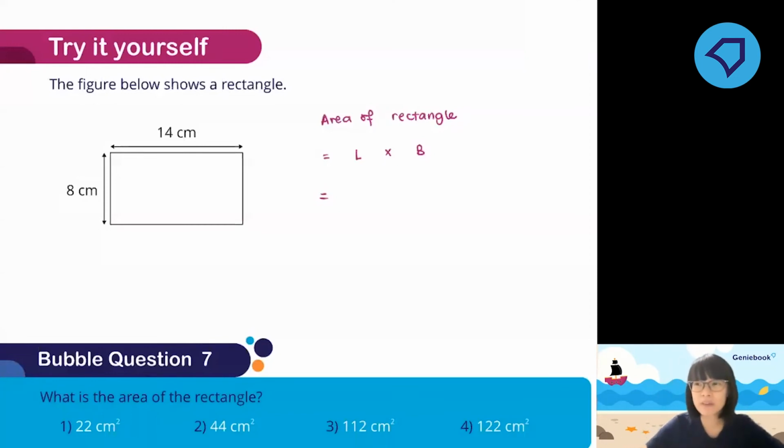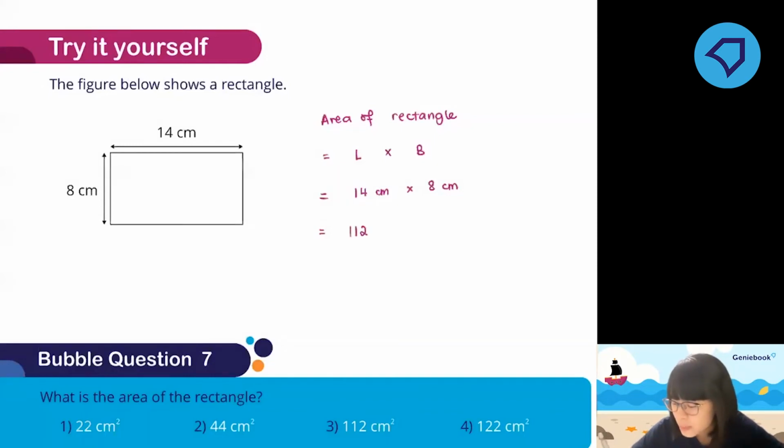Again, when you want to find the area, that means how many squares can I fit inside, right? So across the length, I can fit 14 1 cm squares. Across the breadth, I can fit 8 1 cm squares. So I'm going to take 14 multiplied by 8. So option number 2, 44 centimeters is actually the perimeter. But the question is asking for the area. So please be careful and read the question correctly. So 14 multiplied by 8, you have 112.